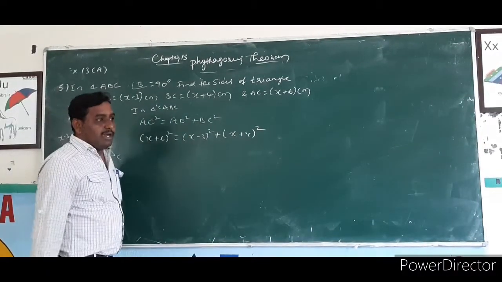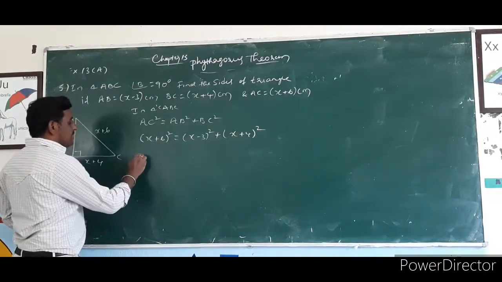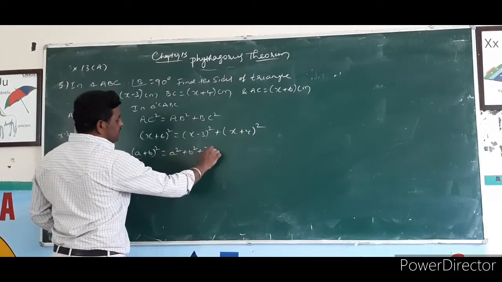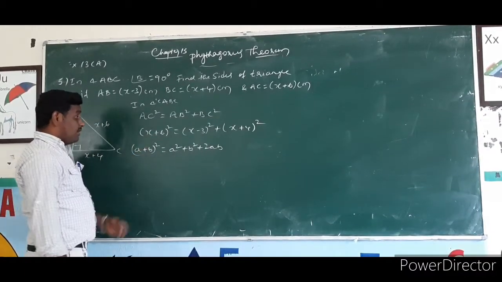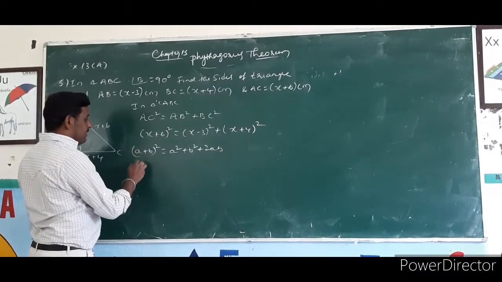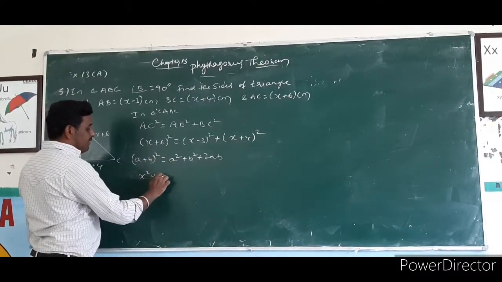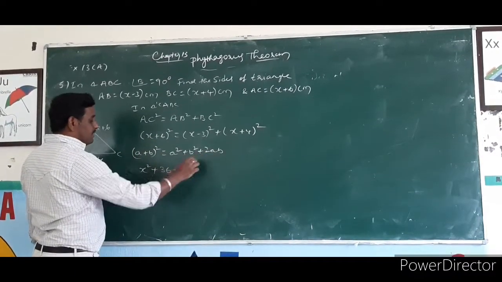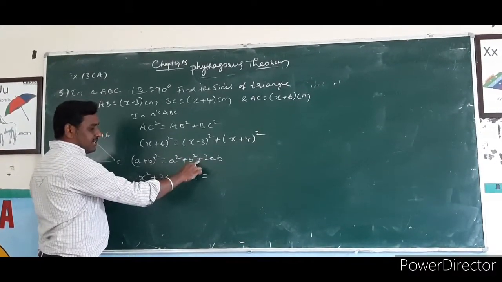Now you know the algebraic identity: (a plus b) whole square means a square plus b square plus 2ab. You learned this last year. According to this formula you can expand all the terms. So in the place of a, x is there, that is (x plus 6) means x square plus 6 square, which is 36, plus 2 into x into 6, which is 12x, is equal to, here minus is there, that's why here minus will come.